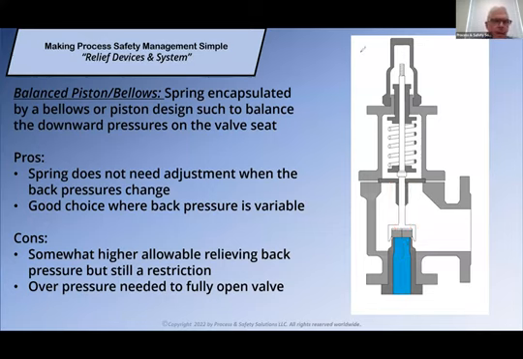So the pros of a balanced or piston type bellows valve is the spring does not need adjustment when the back pressures change. It's a good choice where the back pressure is variable. It changes somewhat. It's not constant. They are at somewhat higher cost, and you do have somewhat better relieving, somewhat higher allowable relieving back pressure, but it's still restricted. Overpressure is still needed to fully open the valve.